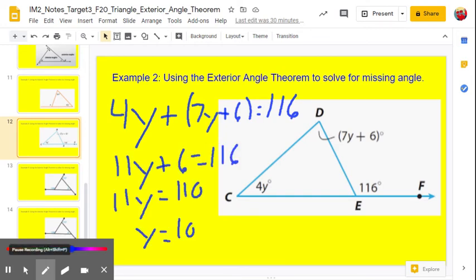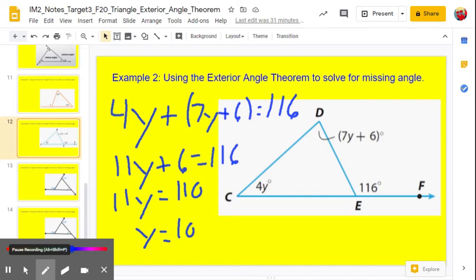We simply combine like terms. We get 11y plus 6 equals 116. We use the subtraction property of equality to subtract 6 from both sides. So we get 11y equals 110. Then we use the division property of equality, divide both sides by 11. So we get 1y equals 10.